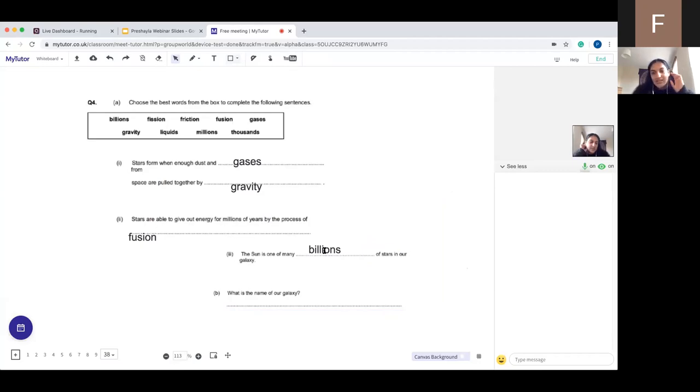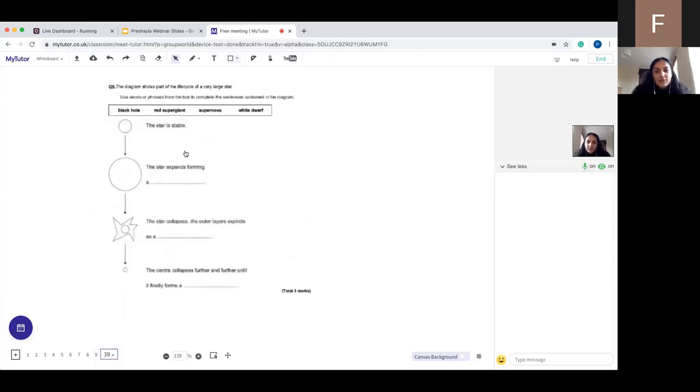Yeah, so it's easy to get kind of caught up in, oh, they're all just big. But actually, there's a big difference between millions and billions. So it's about differentiating between the two. And actually, there are billions of stars, not millions. Millions is way too small. Name of our galaxy, Milky Way. That's fine, we know that.